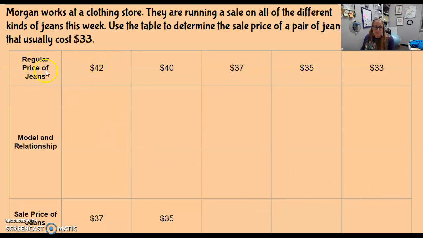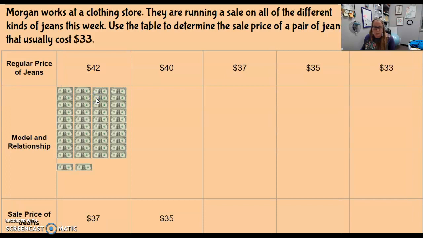I know that a regular pair of jeans cost $42. So I'm actually going to show $42. Now with this $42, I can also see that the sales price of the jean is $37. So I want you to think for a second, and then you're going to talk to somebody. How can you go from 42 to 37? If you go from 42 to 37, does your number get bigger or does your number get smaller? Talk to somebody next to you.